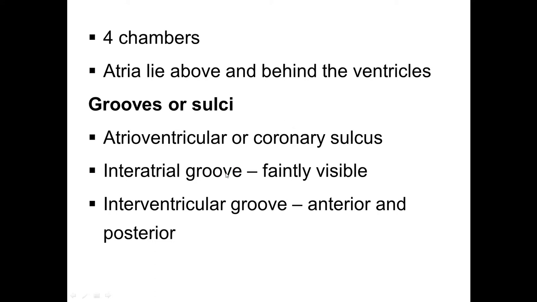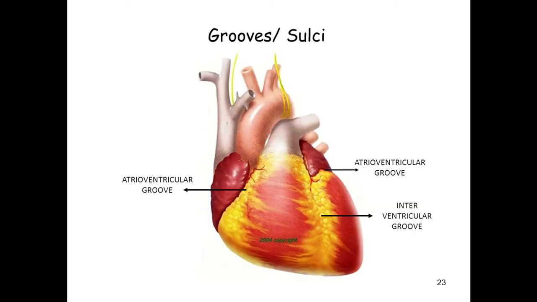Then the interatrial groove, which is a groove between the two atria. It is faintly visible, not very easily seen. Then is the interventricular groove. There are two interventricular grooves, anterior as well as posterior. We are going to see them. So this is the slide showing you the grooves and sulci.